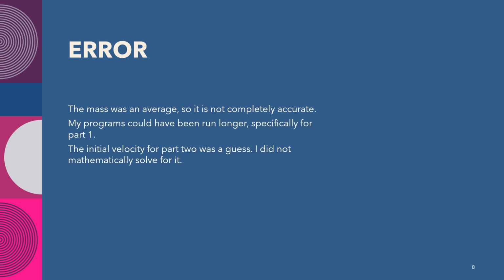Okay, so some sources of error in this experiment. The mass was an average from part 1 of the mass of the black hole, so it's not completely accurate. We were given lots of masses that we had to take the average of. My programs could have been run longer, specifically for part 1. Part 2 was pretty good with time, but part 1 definitely could have been run longer. And obviously the initial velocity for part 2 was a guess. I did not mathematically solve for it at all. I just typed in numbers until I got the conditions that I needed. So not the most accurate.